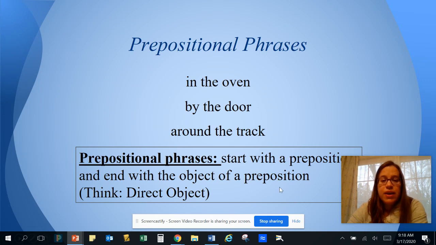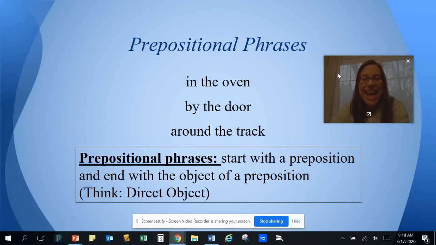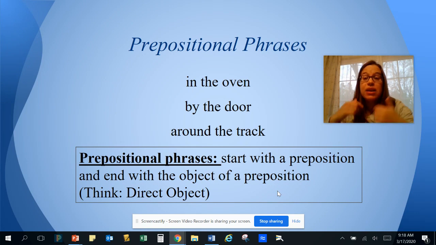So prepositional phrases start with a preposition and end with what's called the object of the preposition. Think like direct objects. That's why we did direct objects first. They're not a direct object, but they sometimes get confused for direct objects. They're still objects in the sentence. They're still nouns or pronouns, but they end the prepositional phrase. So in this case, oven, door, and track would be the object of the preposition.